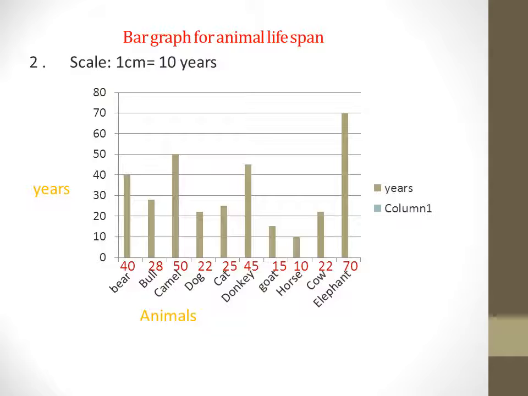28 years means above 20 and below 30. It is between 20 to 30 and nearer to 30. That is the lifespan of bull.